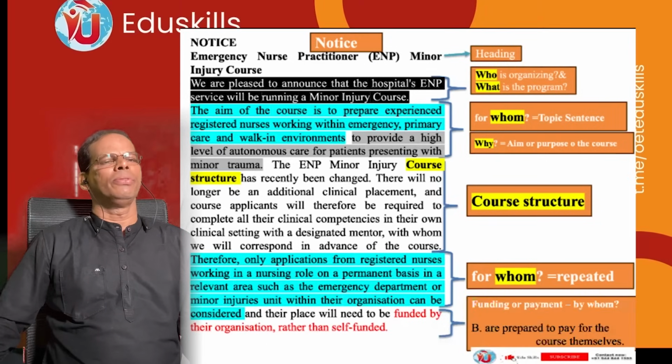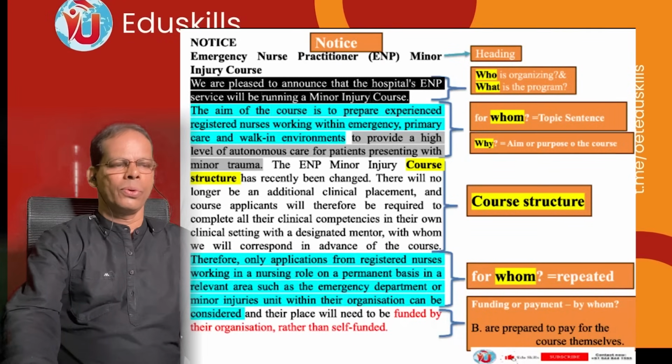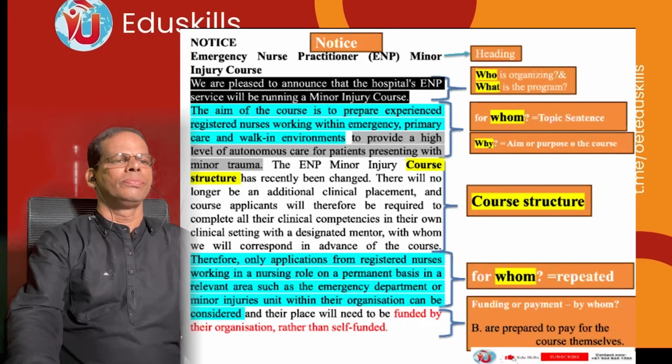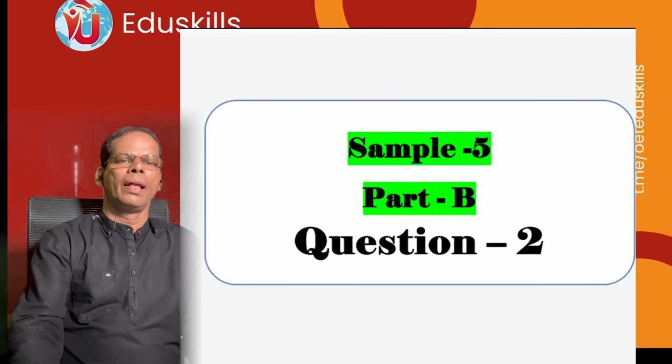At the end it says funding or payment by whom. That is B option, are prepared to pay for the course themselves. They need not pay for the course because the organization will be paying for it. So easy it is, provided you visualize and understand the text. So sample 5, part B, text 2, question 2.